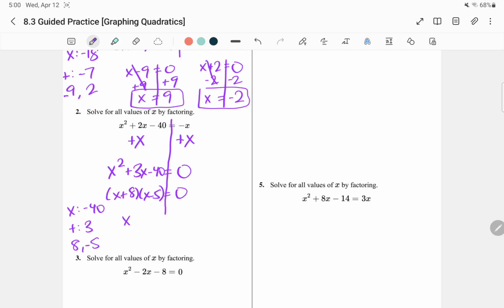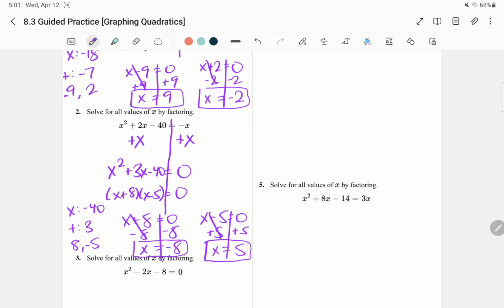And then I break it up. X plus 8 equals 0 and x minus 5 equals 0. Subtract 8. X is negative 8. And add 5. X is positive 5.